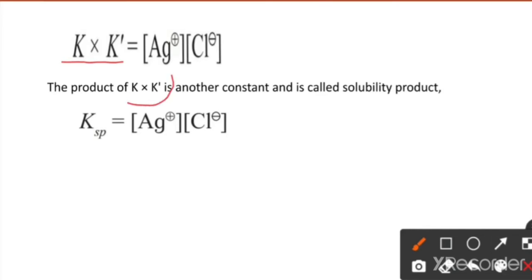The product of K and K dash is another constant and is called as solubility product, KSP. So KSP is equal to concentration of Ag plus ion into concentration of Cl minus ion.